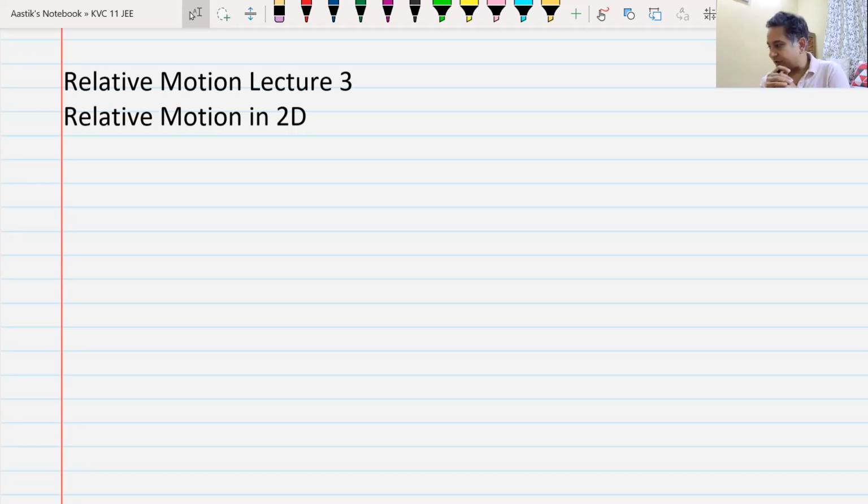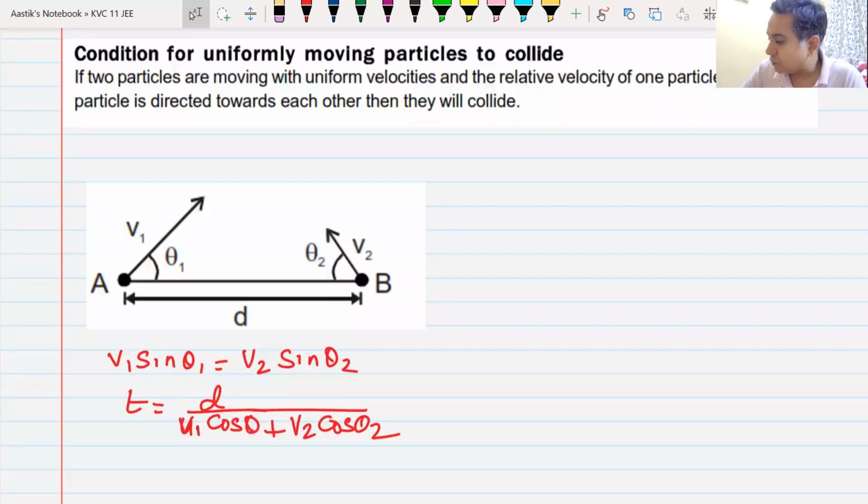This is lecture number 3 in relative motion, and we were discussing relative motion in 2 dimensions. In the last class, we had discussed some very important points. We had seen the condition for two projectiles or two moving particles to meet: their relative velocity should be along the same line. Do we remember this? Yes or no, everyone?